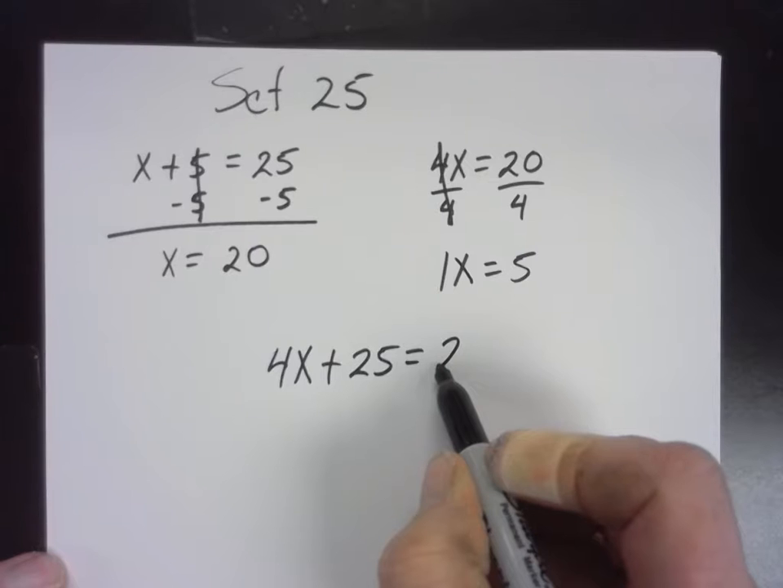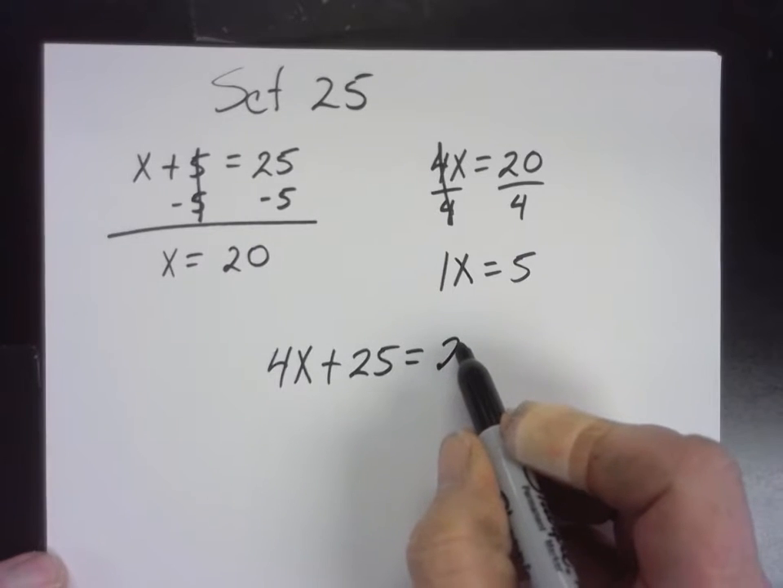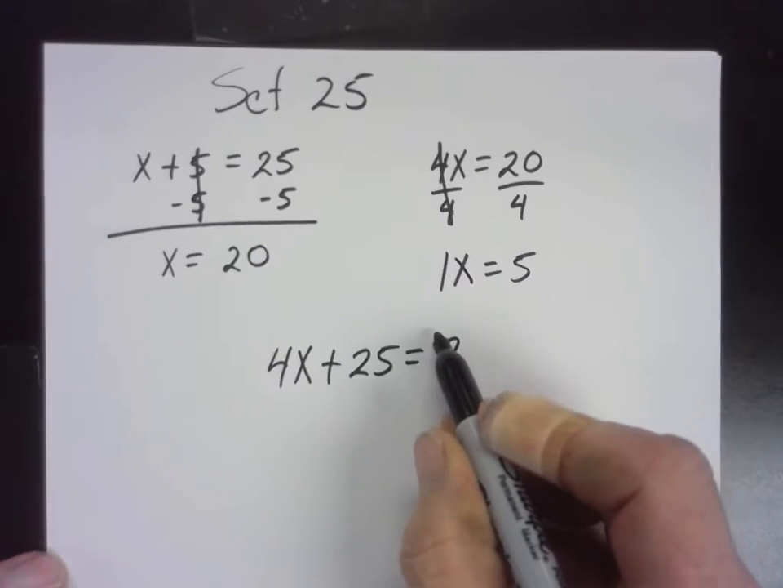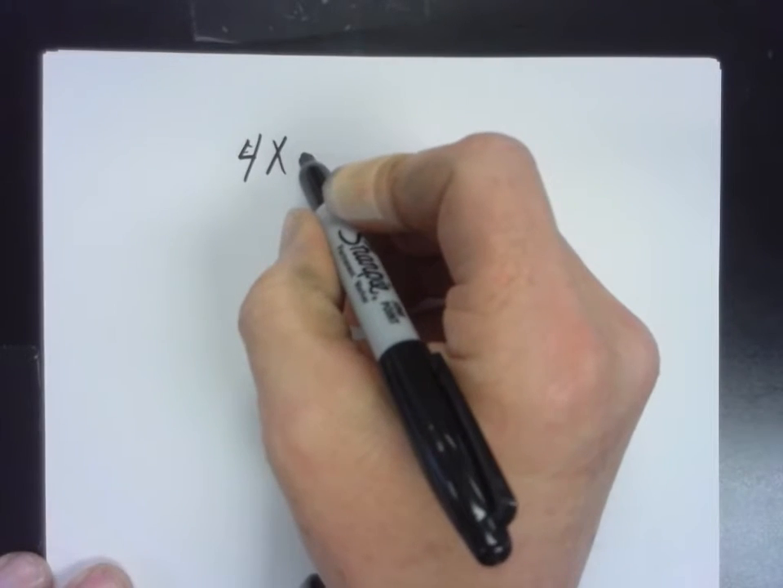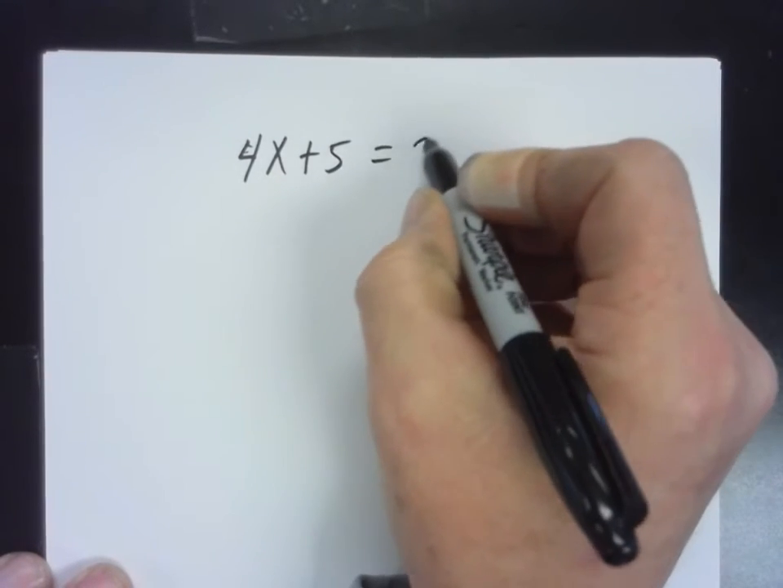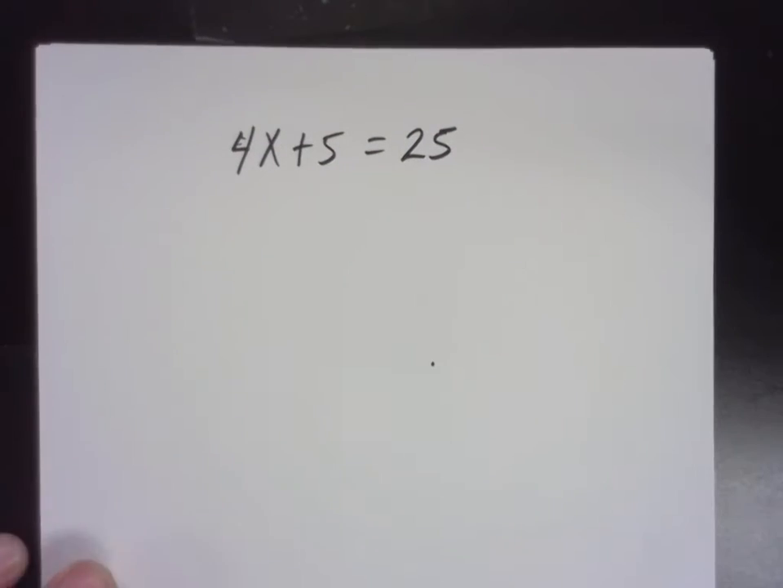Okay? So now, finally, we're going to get to some equations. So 4x plus 5 equals 25. So we're going to get two equations that take more than one step.